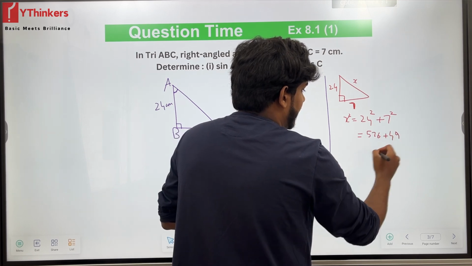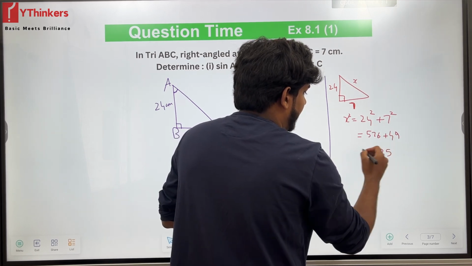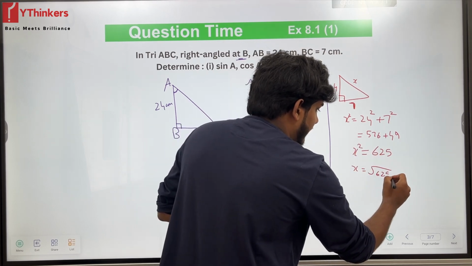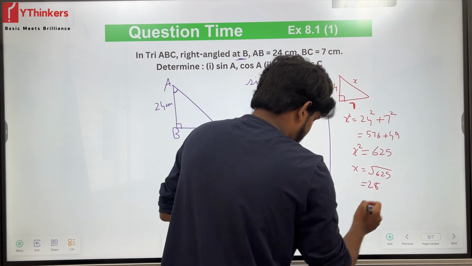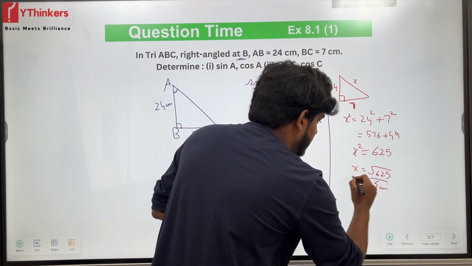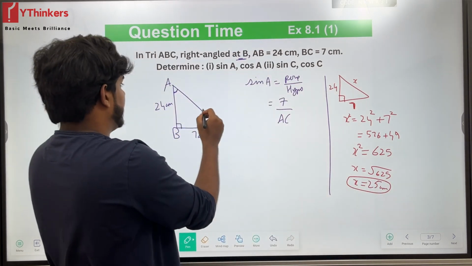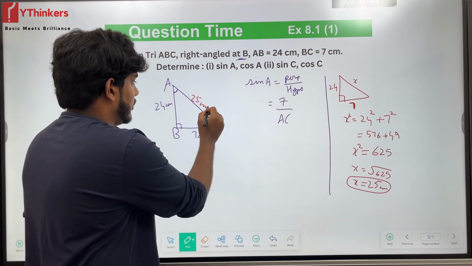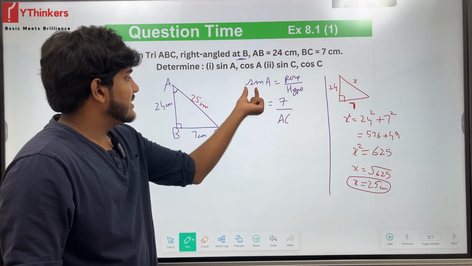7 square is 49. If you add this both, you will get 625. X square is 625, so x will be root of 625, which is 25. Sorry, 25 centimeter. So x is 25 centimeter. So I got it as 25 centimeter. Done. No problem. So what is sin A now?